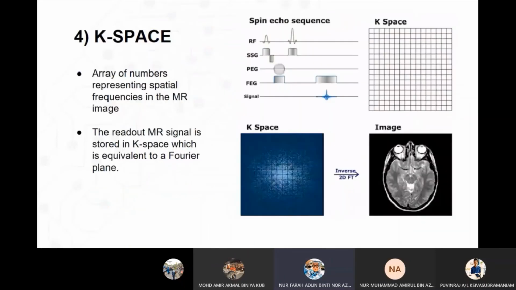Next. The fourth process is K-space. K-space is an array of numbers representing spatial frequency in the MR image. The readout MR signal is stored in K-space, which is equivalent to a Fourier plane.